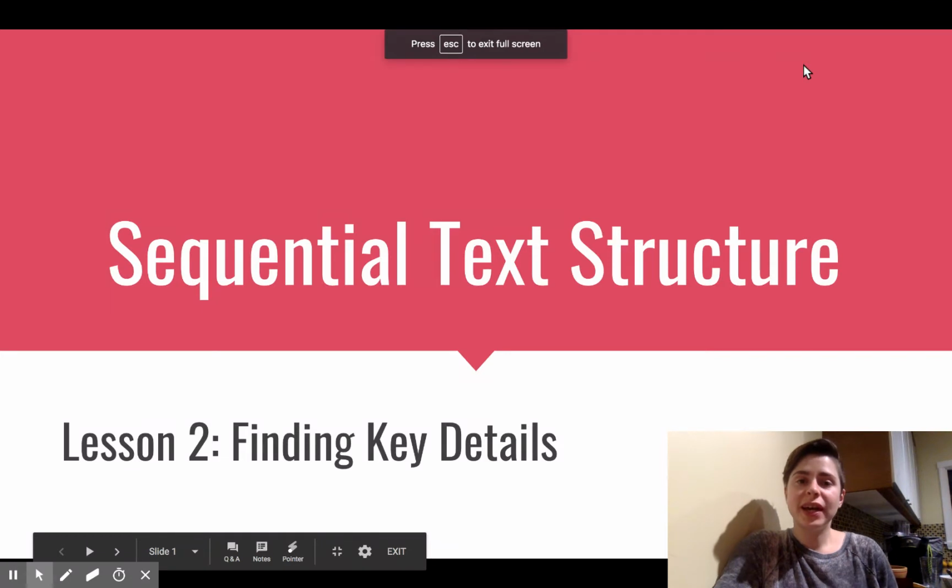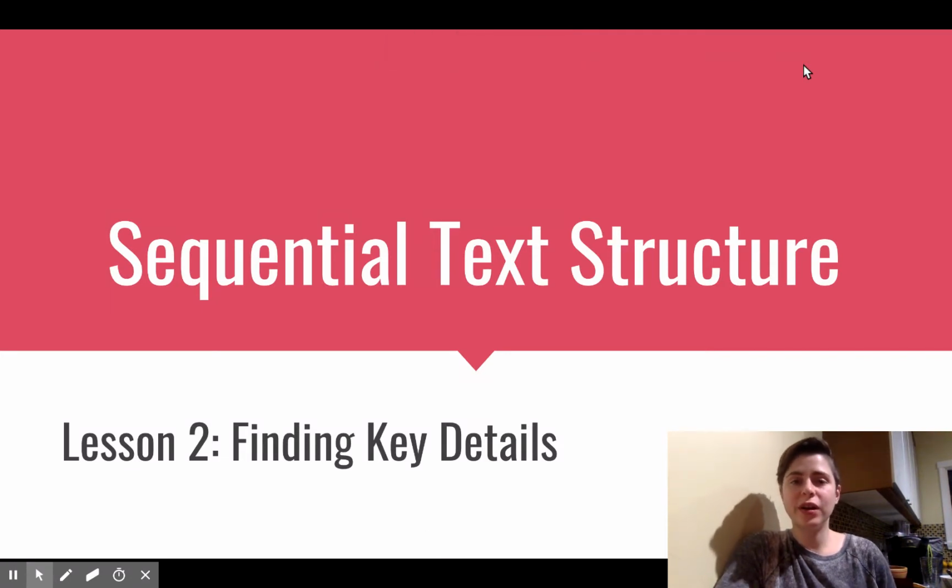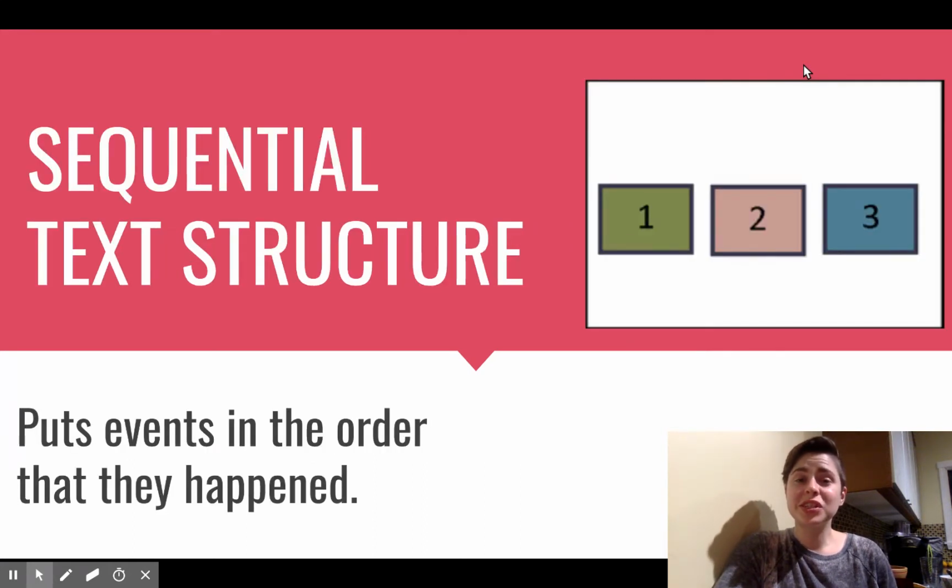Lesson number 2 is about finding key details. So this lesson is for people who already know a little bit about sequential text structure, but are trying to learn how to best read it, use it, love it in your daily life. So sequential text structure, just as a reminder, is when you put events in the order that they actually happened.